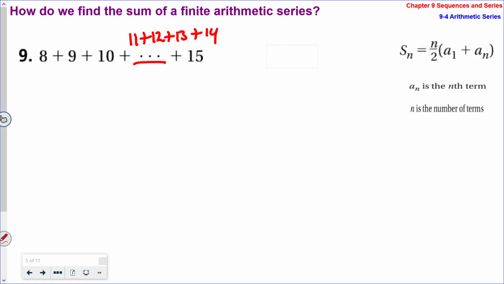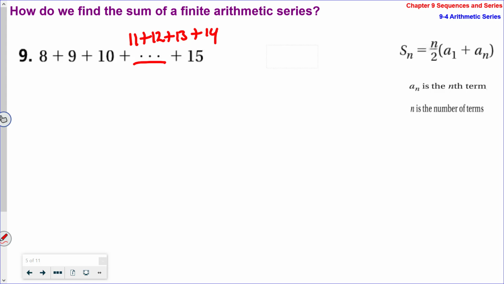How did you figure that out? So the common difference is 1. Exactly. So if the common difference is 1, we know that after 10 is 11, 12, 13, 14, 15. When you have a series, they're not going to write every single number. They'll give you some of them, but you have to know what's missing.